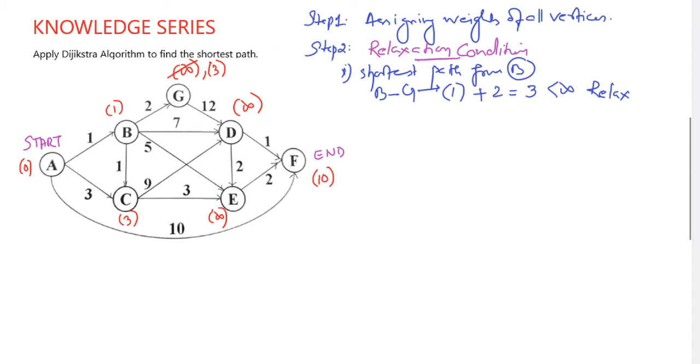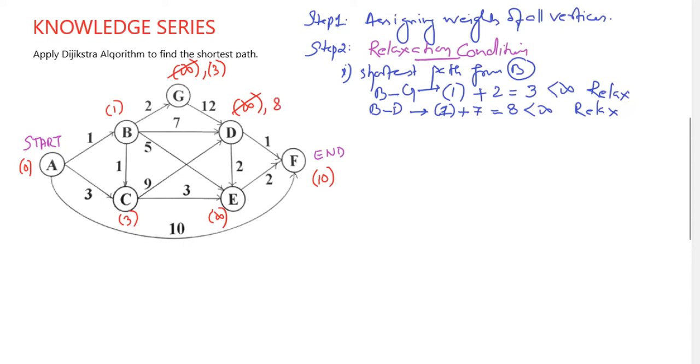Now we go to the next, which is BD. In BD, we see again 1 plus 7, that is 8, which is less than infinity. So it is again a relaxed condition. In the relaxed condition, we are going to modify the weight of D. So here let us modify this. We modify it to 8.